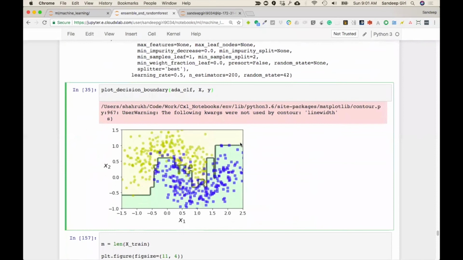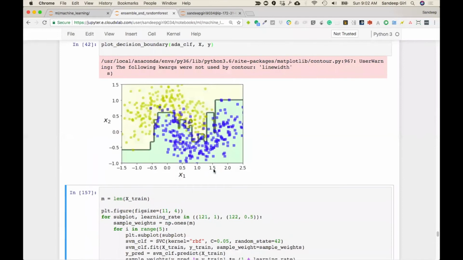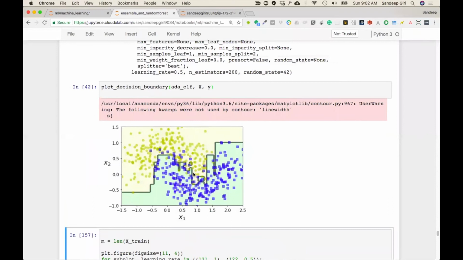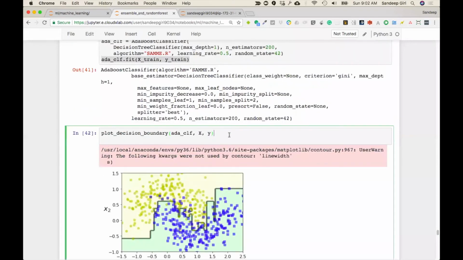If we are asking it, we are using our function called plot the decision boundary. This is how it looks. So even a decision stump of one level is actually doing really good here. You can see that it is actually doing really good.